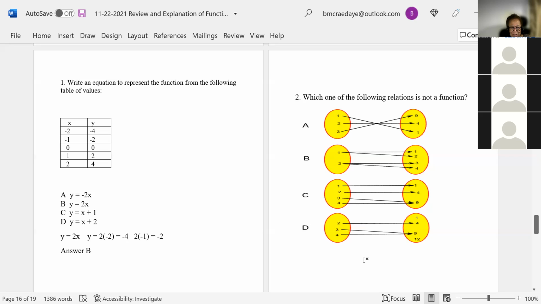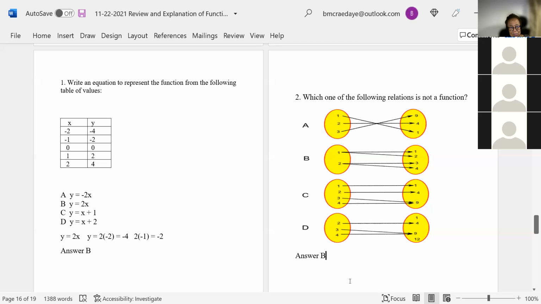You say it's not a function. Yes, it's not a function. So you said B. Why do you say B, Latoya? Because B is the right answer. Why? I don't know. Not good enough. I want an explanation, Latoya. Audrey, why is B correct?